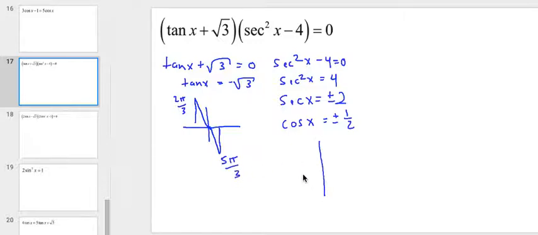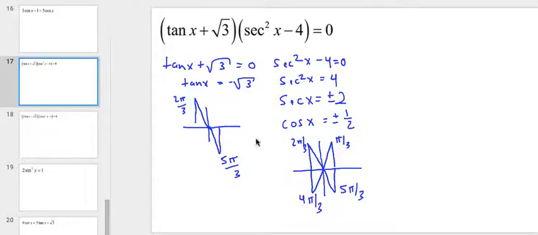Now where's cosine x equal to positive a half? We'll do that first. So that would be a tall triangle here. So here's cosine x equal to positive a half, as well as down here. So those two angles would be pi over 3 and 5 pi over 3 again. Then we need negative a half, which means we're in these two quadrants. And so now we're going to get 2 pi over 3 and 4 pi over 3.